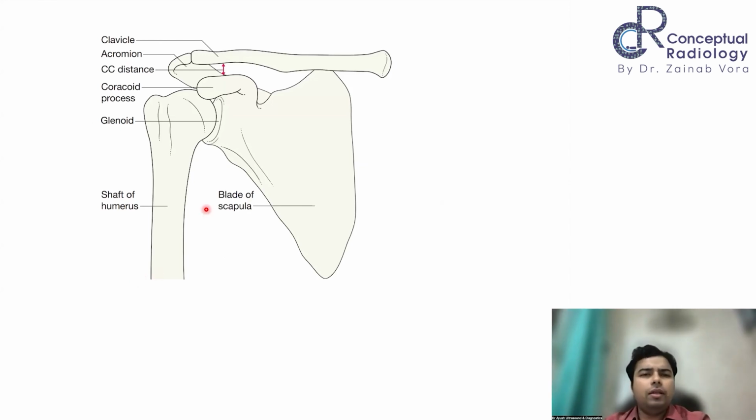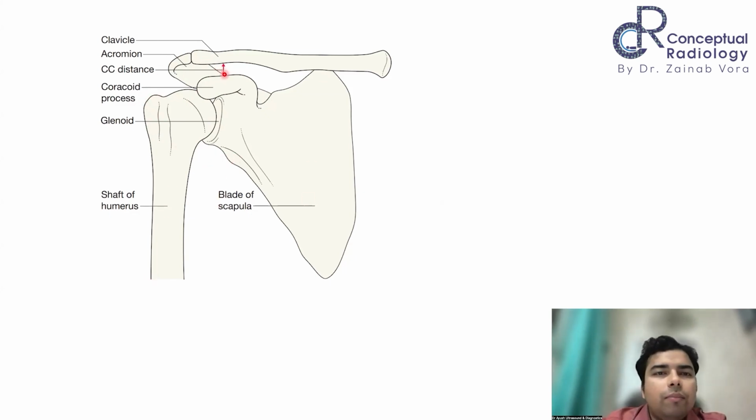I'll start with the basic anatomy. We all know in the shoulder, we have the clavicle. This is the acromioclavicular joint. This is the scapula, and the scapula has two processes. The coracoid process is anterior, and the posterior process is the acromion process, which articulates with the clavicle. Then we have the glenohumeral joint, the main shoulder joint. This is the greater tuberosity. This is the blade of scapula. This is the shaft of humerus.